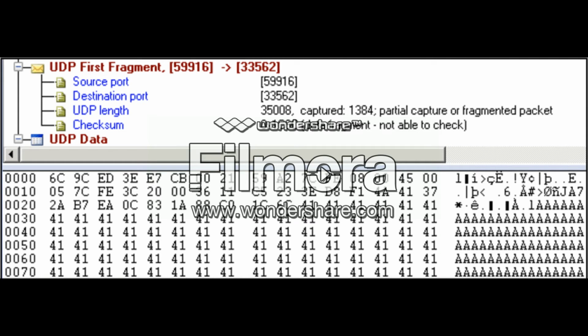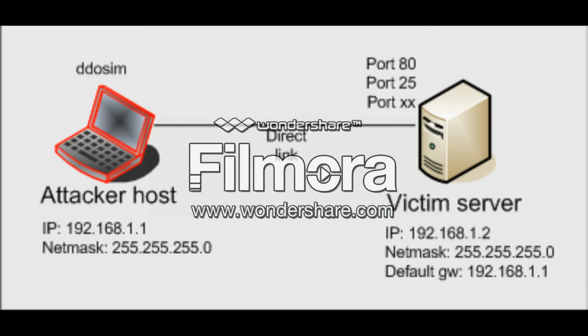Now, the last method is the application attack. Now, this method attempts to overwhelm a specific aspect of an application or service and can be effective even with very few attacking machines, generating a low traffic rate, making them very difficult to detect and mitigate.